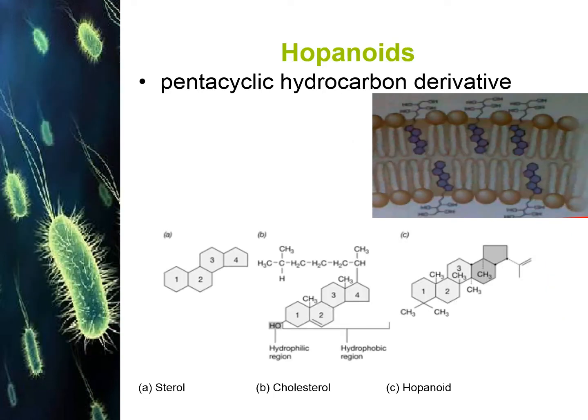Hopanoids are pentacyclic hydrocarbon derivatives of sterol and function similarly to cholesterol in the eukaryotic plasma membrane. These molecules tend to dampen the effect of temperature on the membrane. Thus, it functions as a fluidity buffer, preventing low temperatures from inhibiting fluidity and preventing increased temperature from increasing fluidity too much.